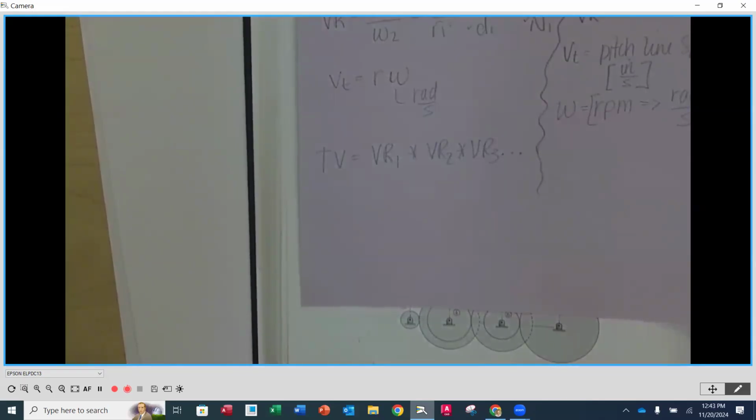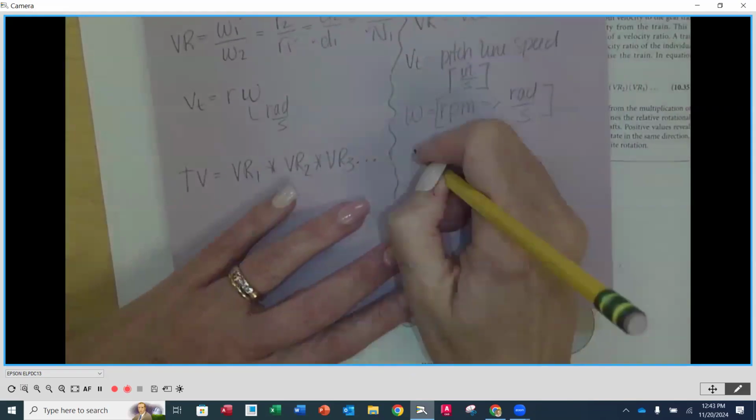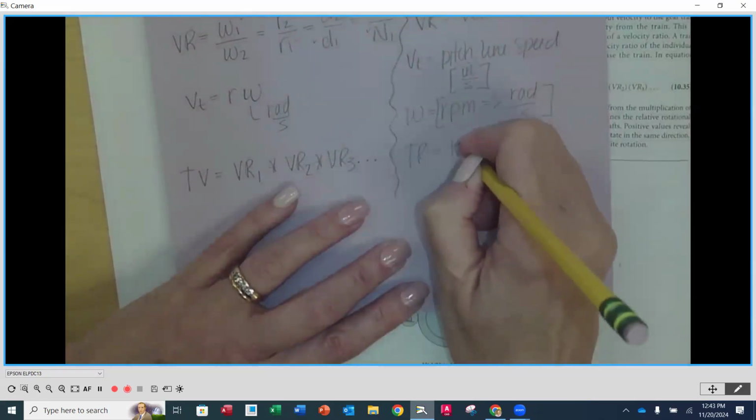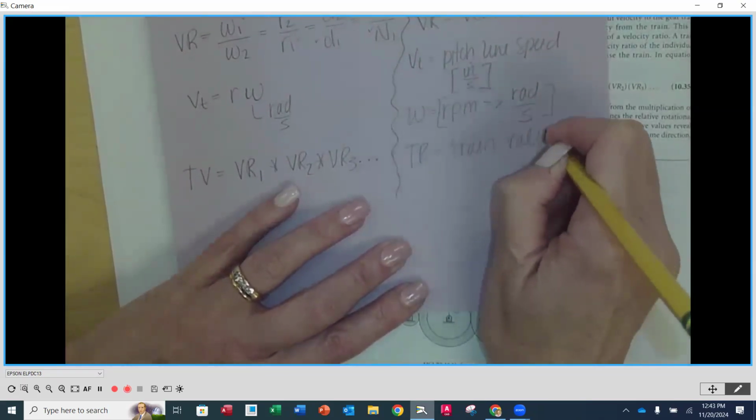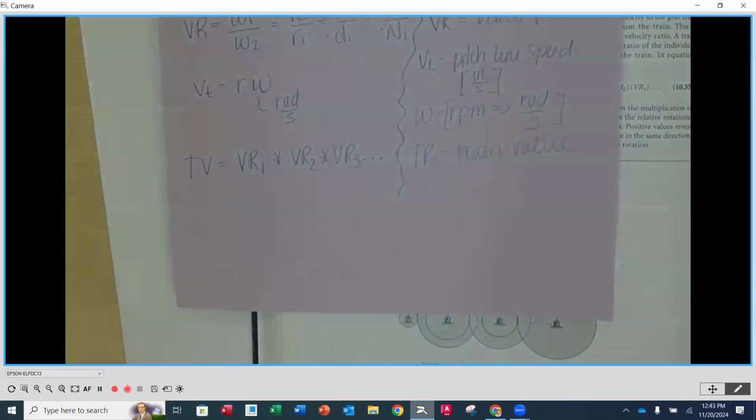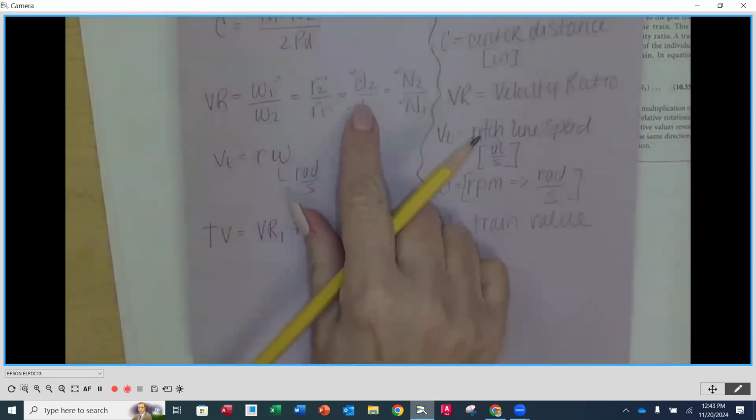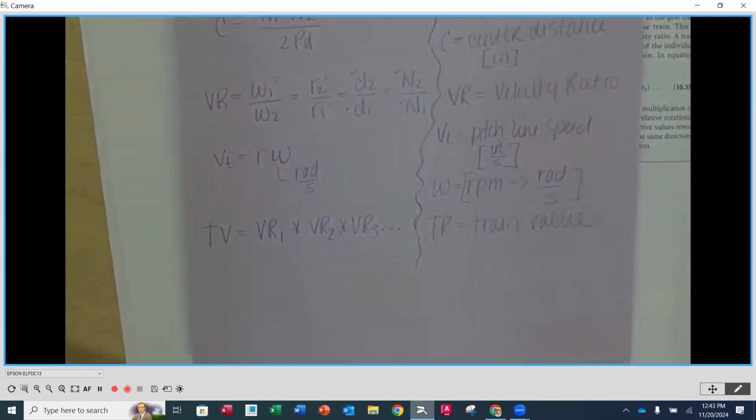So TV is going to be equal to train value. Now, the units for a train value are going to be unitless because it's multiplying velocity ratio times velocity ratio times velocity ratio. And as we know, velocity ratios, because they're divided by the same units, top and bottom, are unitless. It's just a ratio. It's just a number. So this will also be unitless.